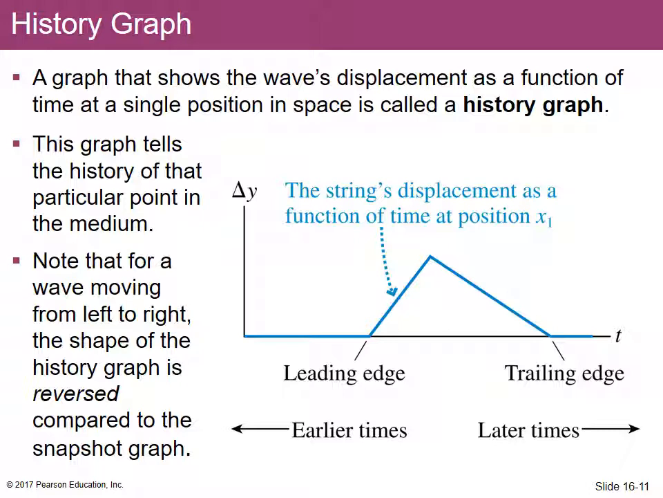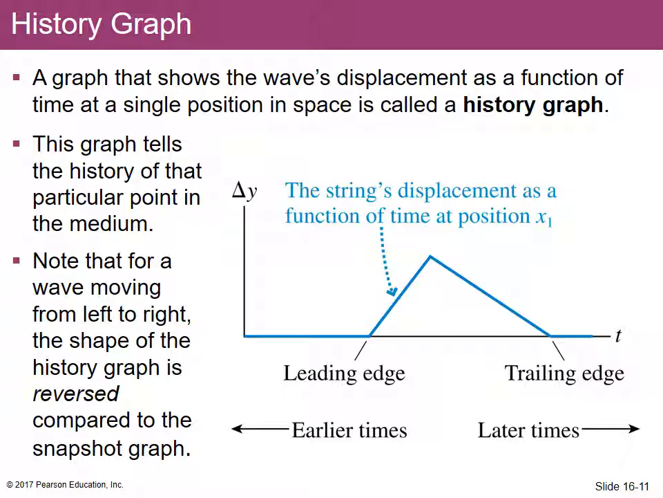A graph that shows the wave's displacement as a function of time at a single position in space is called a history graph. For a wave moving from left to right, the shape of the history graph is reversed compared to the snapshot graph. Why?